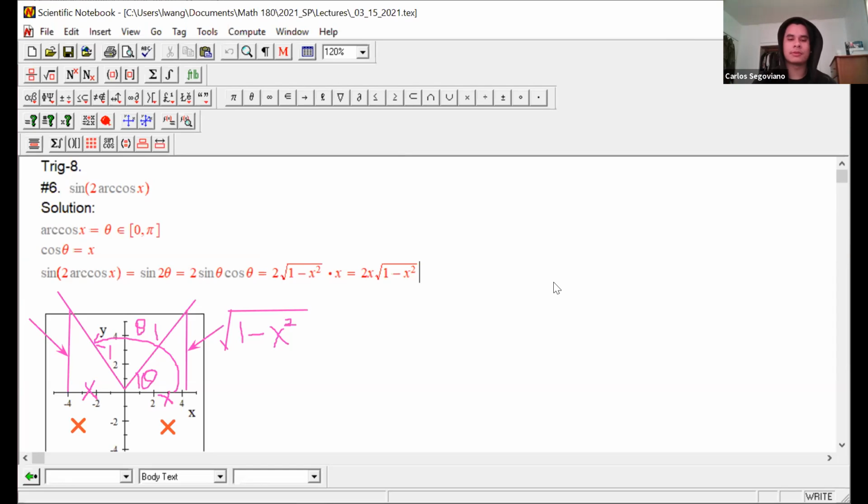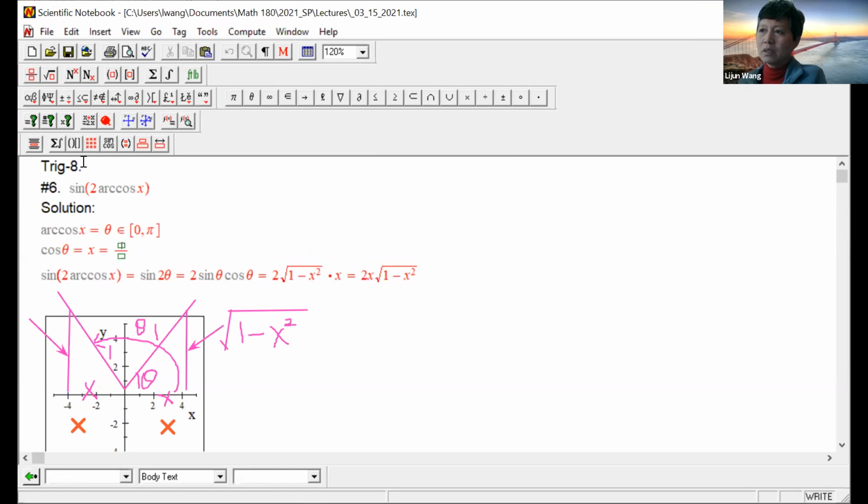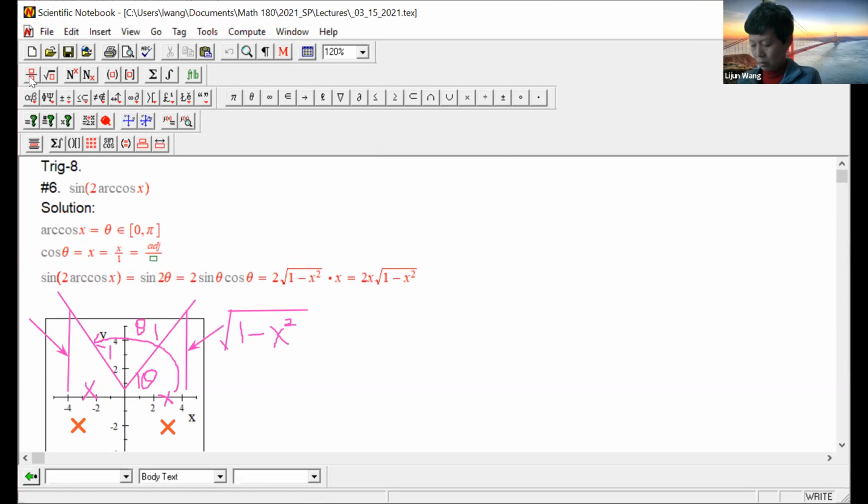So I'm confused about where you take the root of 1 minus x squared and then you just replace it with sine theta and cosine theta. Sine theta is opposite over hypotenuse, right? Hypotenuse is 1. Isn't that x over 1? And that's the adjacent side, and that's the hypotenuse. Yes, the adjacent side is x, the hypotenuse is 1.